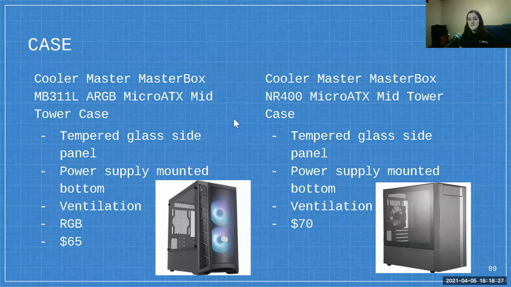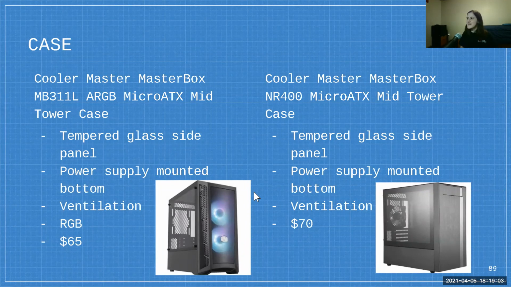And then another thing to look for in your cases is to see where the power supply is going to be mounted. Most cases it'll be at the bottom, and that's what I gravitate towards. You'll see that some cases might mount the power supply in other places, but I would just go for the ones that mount it at the bottom of the case. They both say that they have good ventilation with this mesh sort of thing that you see here. This one's $70 and this one's $65, and this one has RGB. I tried to find more cases in the budget, and these were the two that really popped up.